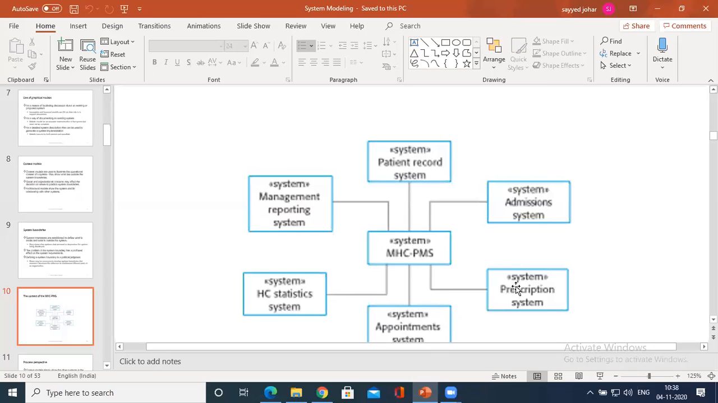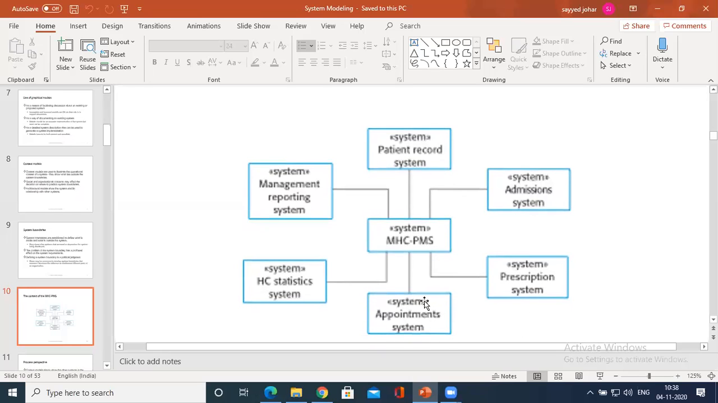I've told you this, right? So the prescription system is also a part of the MHC-PMS system. Then the appointment system. So altogether, I could divide these as boundaries, right? The whole as a system. You could see six totally different systems over here.